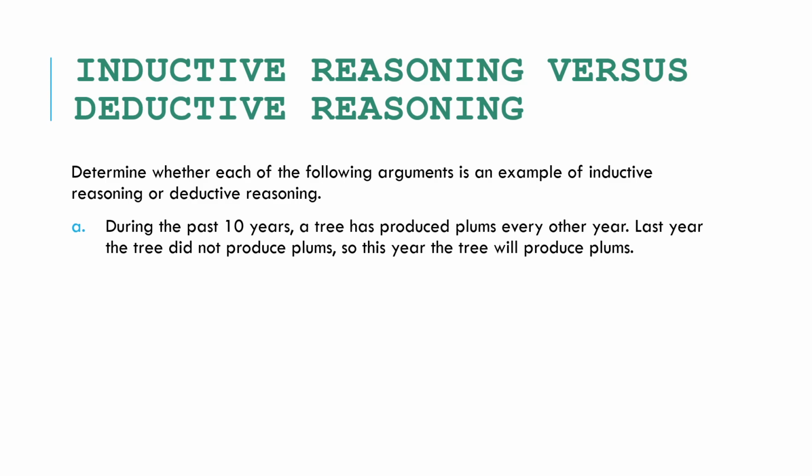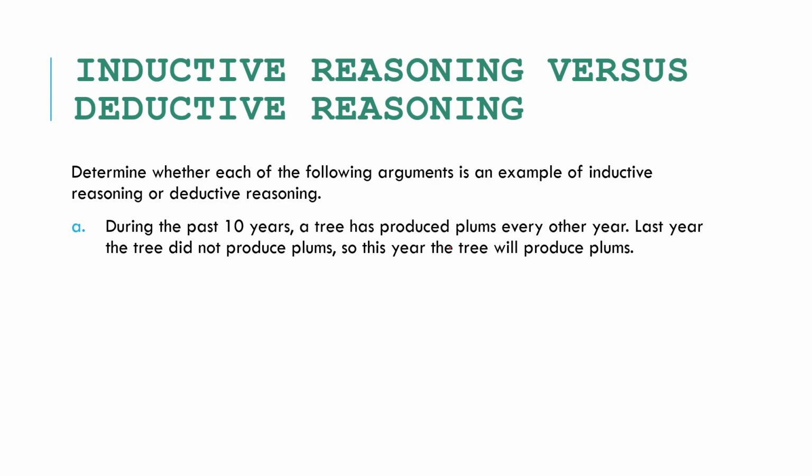Okay, the reasoning that we use in this statement is inductive reasoning. Why is it inductive reasoning? Because the conclusion that we have, this year the tree will produce plums because last year the tree did not produce plums, is based on specific examples. And the specific examples that we have here are the years when the tree did and did not produce plums, right? So that's why we have here an inductive reasoning argument.